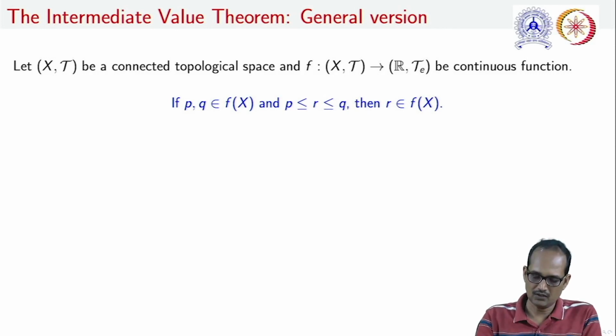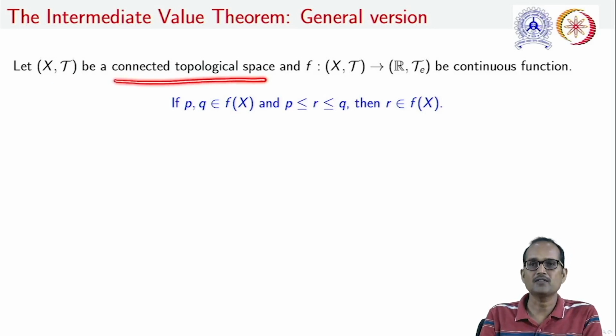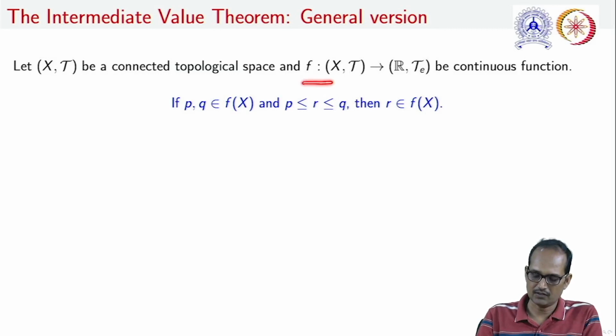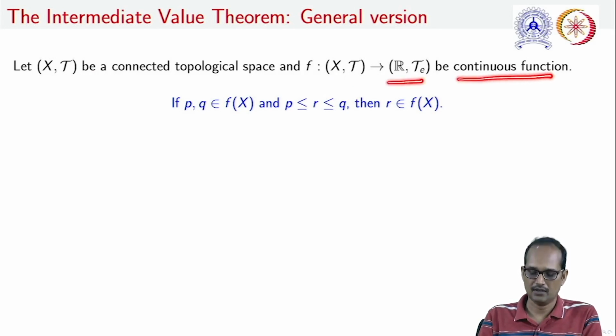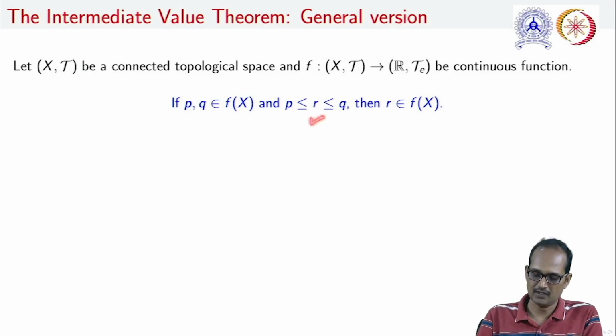So the general version of the intermediate value theorem is stated as follows: let (X, tau) be a connected topological space and f is a function from this topological space (X, tau) to the real line with Euclidean topology. This function is a continuous function. If we take two elements p and q in f(X), and r lies between p and q, then r is always an element of f(X).